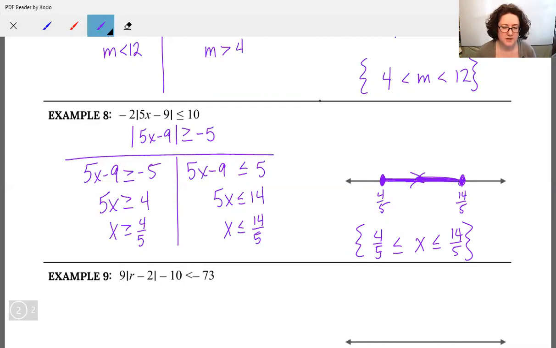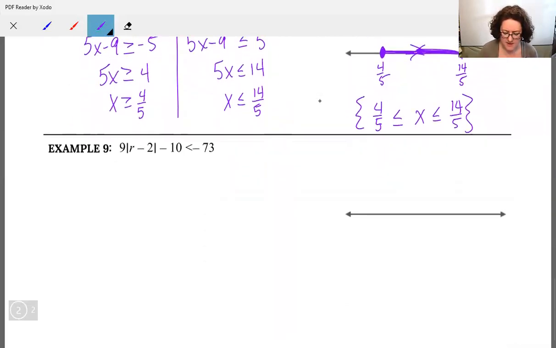Okay, go ahead, pause the video and try number 9 on your own. Did you run into any problems? So let's think about what we get when we try to get this by itself. Just like in example 7, we need to move some things around. The first thing I'm going to do is move that 10, so let's add 10 to both sides.